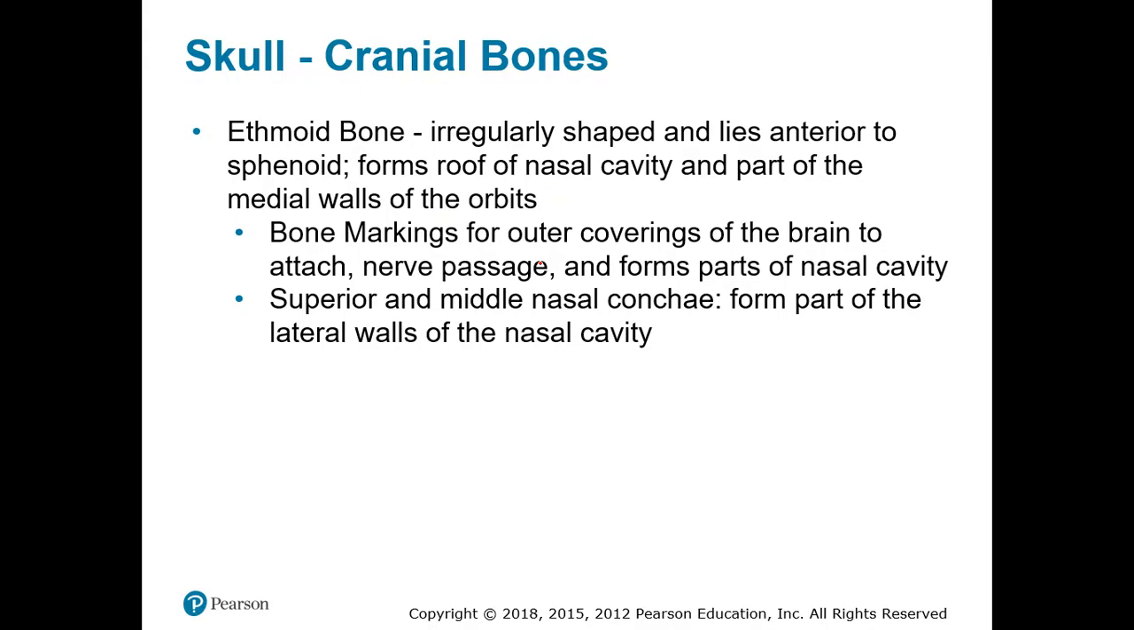There are bone markings in this bone as well to allow for nerve passageway, for muscles to attach. And then there are bone markings that form parts of your nasal cavity. And one of those bone markings that I am going to expect you to know is your superior and middle nasal conchae. Nasal should indicate that it is in the nose. Here, superior means it's going to be the top portions of your nose that stick out, and the middle portion of your nose that sticks out.